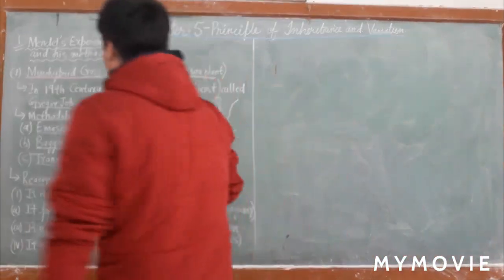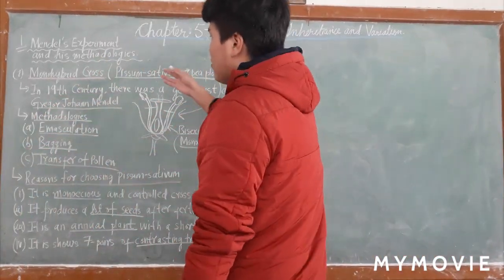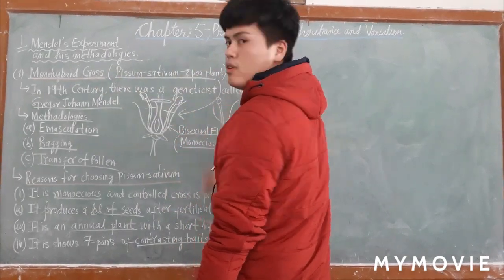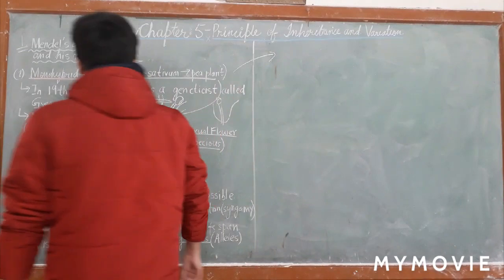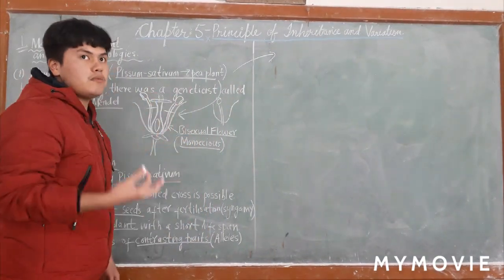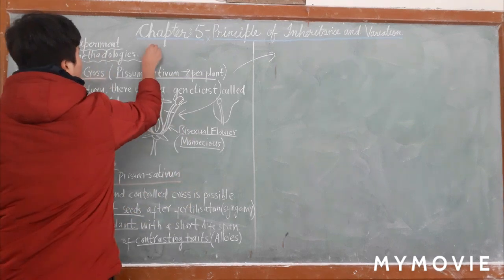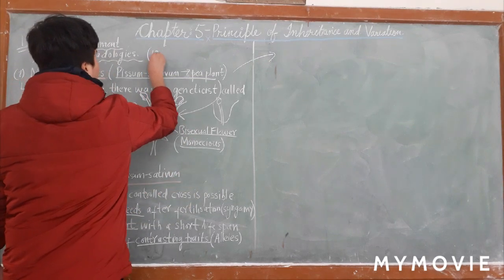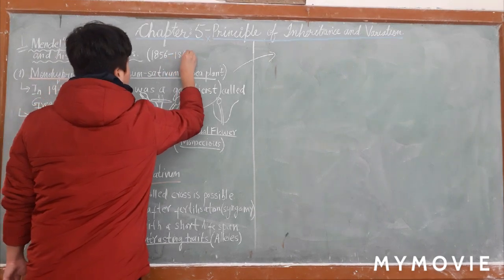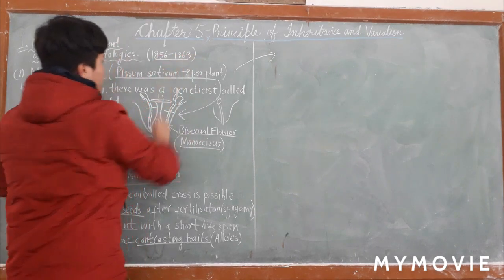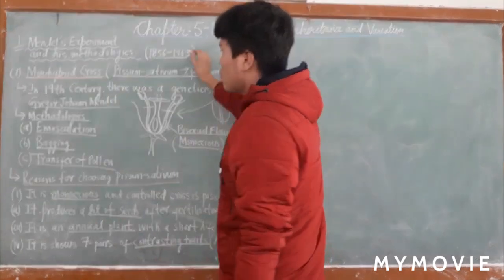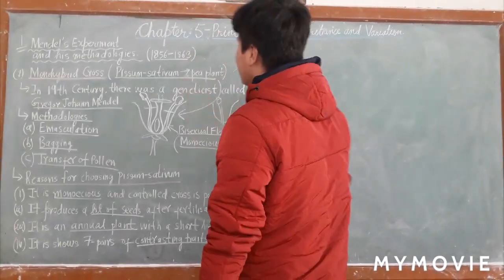And then the first experiment is your monohybrid cross, which I will write here. Then the dihybrid cross. Mendel did the experiment for 7 years, from 1856 to 1863. This year is very important from the exam point of view.